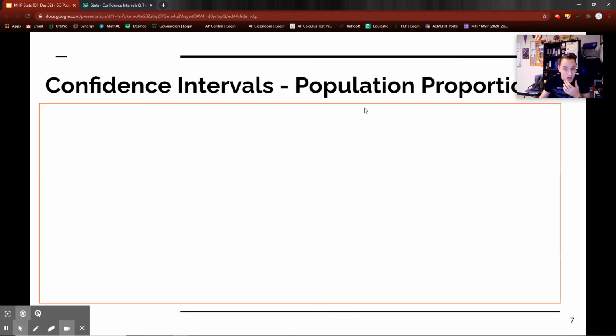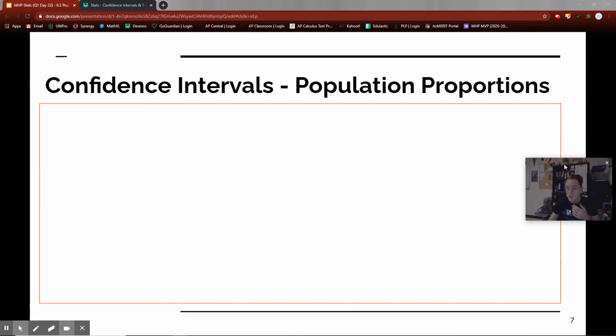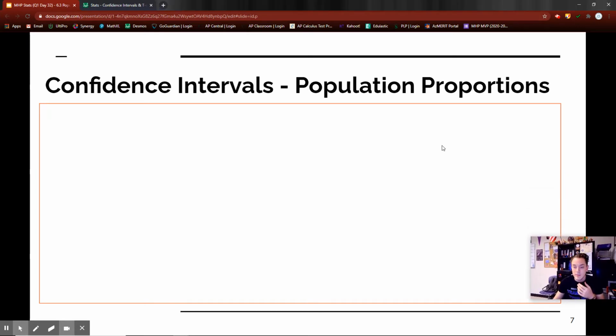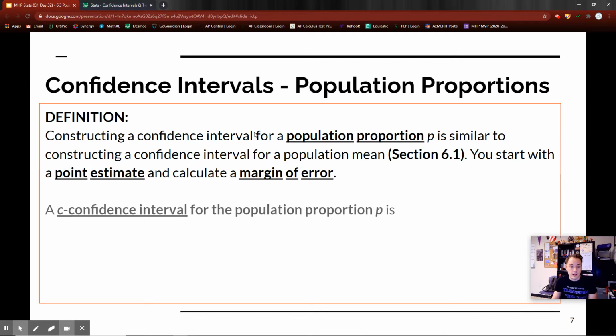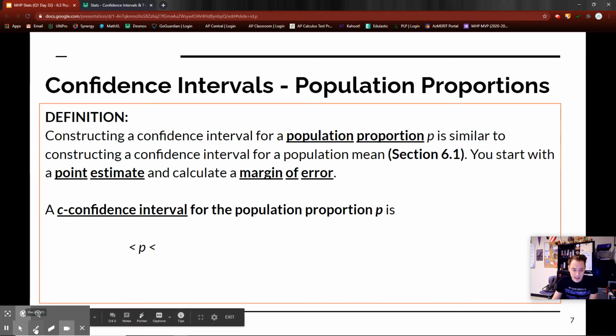Okay, so confidence intervals for population proportions: what are they and how can I do them? Constructing a confidence interval for a population proportion is similar to constructing a confidence interval with a z distribution for a population mean, and that's just section 6.1. You start with the point estimate and then you calculate the margin of error. You then have a c-confidence interval for the population proportion.